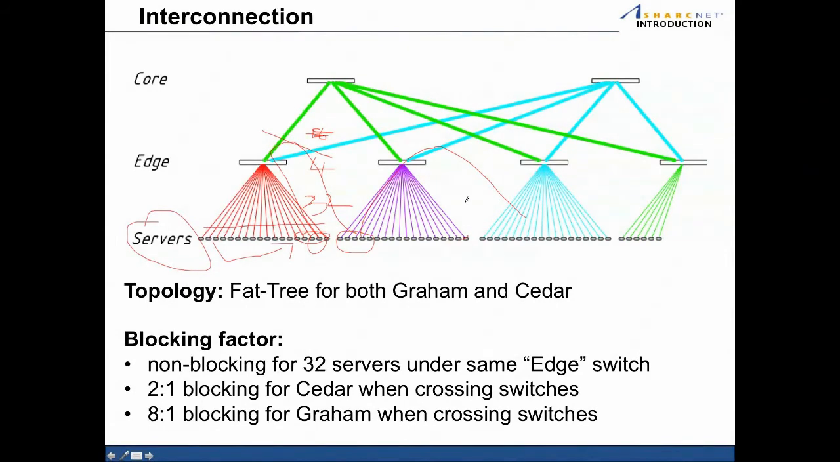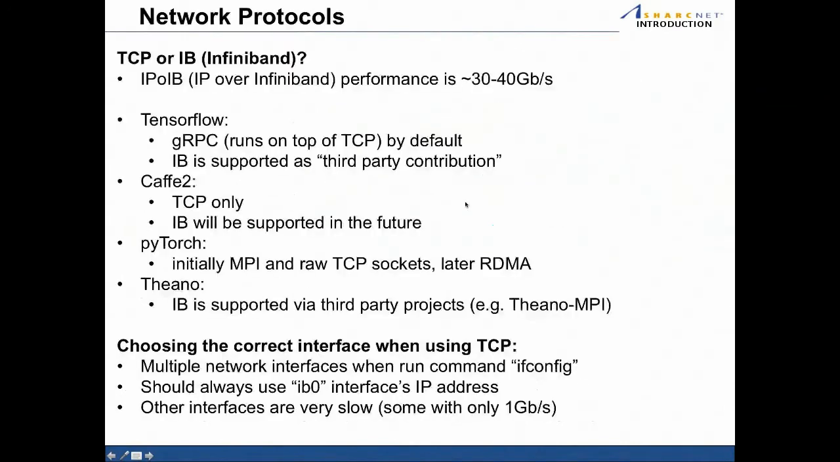Okay, so that's basically for the blocking factors. And another problem here is the network protocol. If you are familiar with the publications from Google or Facebook, they use hundreds of GPUs training their neural networks. You may notice that they are all training the neural network on their so-called cloud environment, which usually is equipped with Ethernet networking.